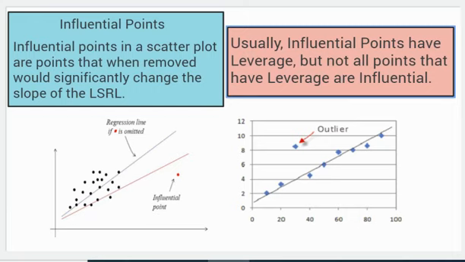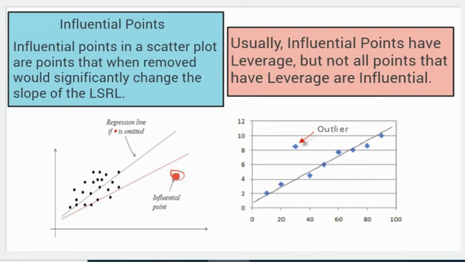So with that said, I want to make this point. Usually, influential points, remember, an influential point is a point that when it is omitted, it will change the slope. Influential points usually have leverage, but not all points that have leverage are influential. Okay, and we've seen a couple of examples like that.